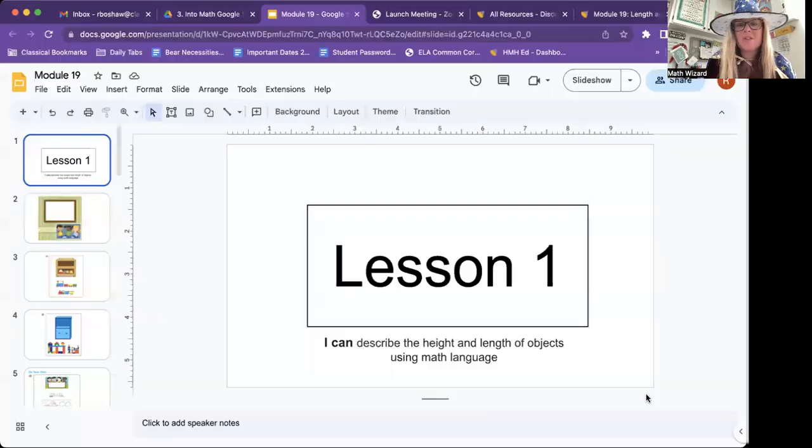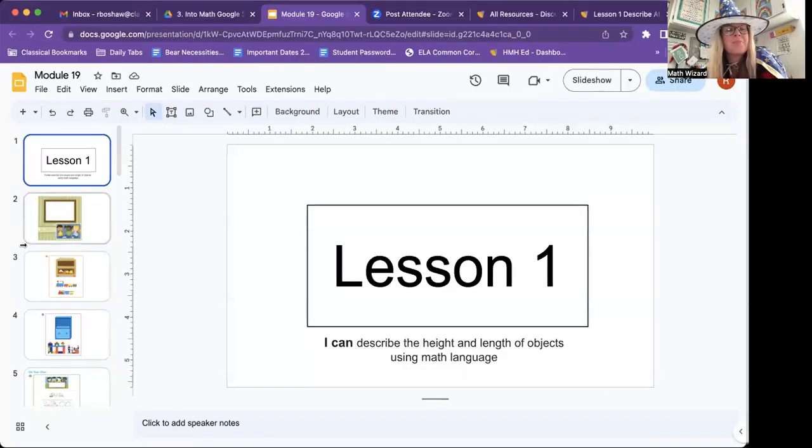Module 19, lesson 1: I can describe the height and length of objects using math language. I wonder what that means. But we're talking length and height, so we can use length, remember, the distance from one end of it to the other, and height from top to bottom. So let's go back and get started. All right, here we go.